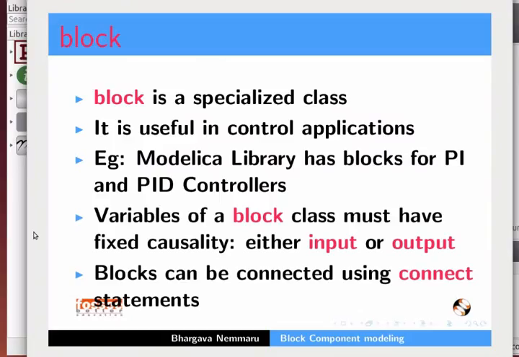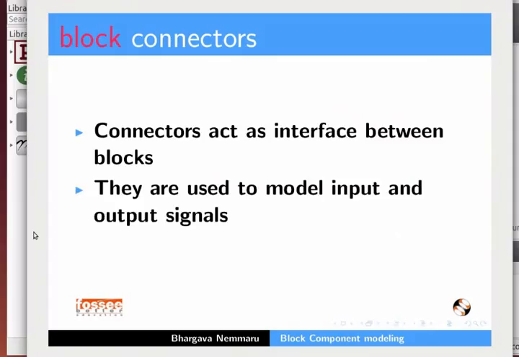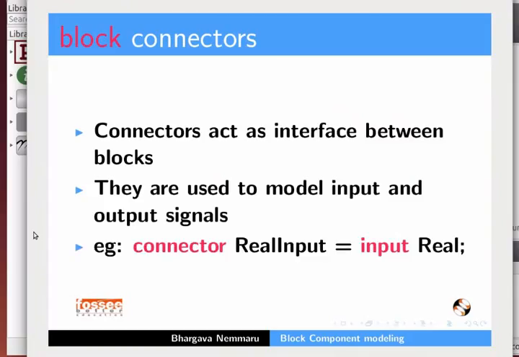Blocks can be connected using connect statements. We have learnt about connect statements in previous tutorials. Connectors act as interface between blocks. They are used to model input and output signals. For example, this is declaration for a block connector that models real input signals.